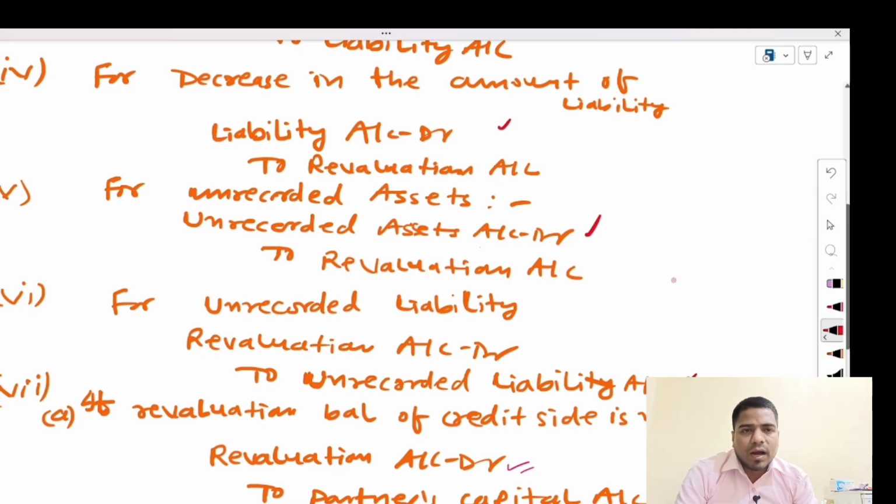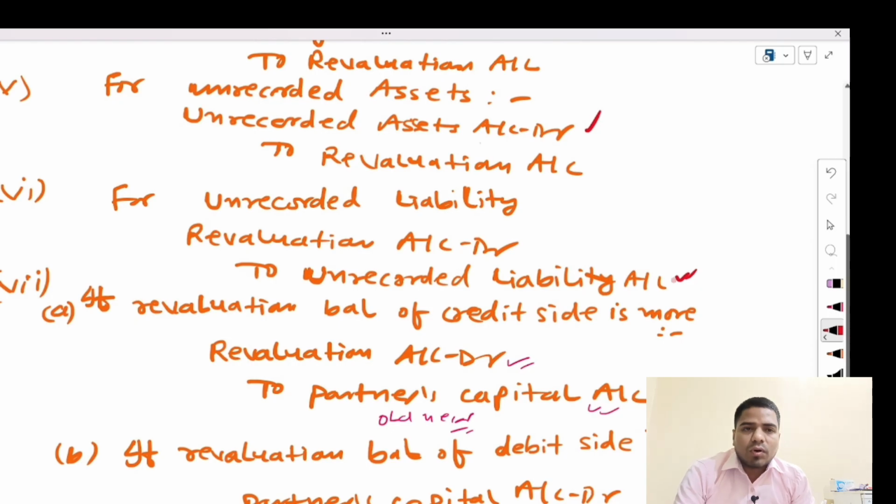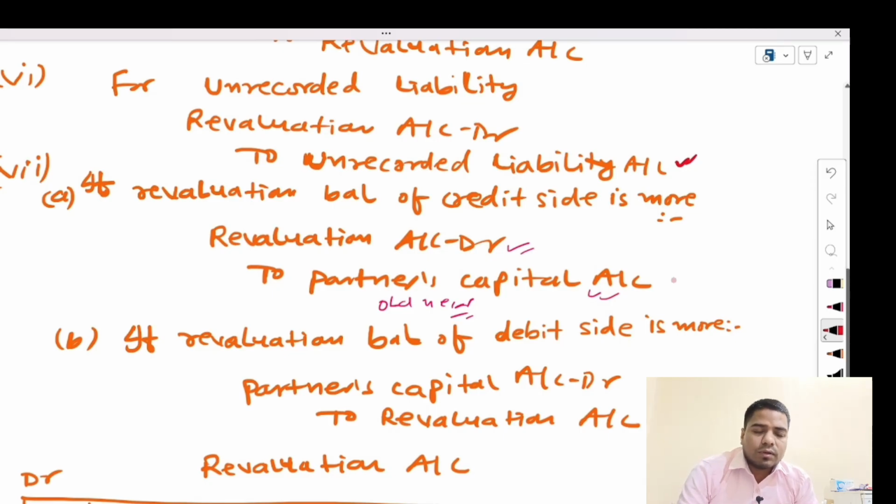After that we have to balance this one. We have to check which revaluation account balance is more, debit balance or credit balance. If the credit balance of the revaluation account is more, it means there is a profit. We have to distribute this among the old partners in the old profit sharing ratio, revaluation account debit to partners' capital account. And if the debit balance is more, it means there is a loss and we have to make an entry for this one, partners' capital account debit to revaluation account in the old profit sharing ratio. All the revaluation account related work will be in the old profit sharing ratio.